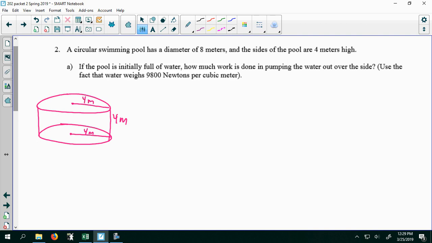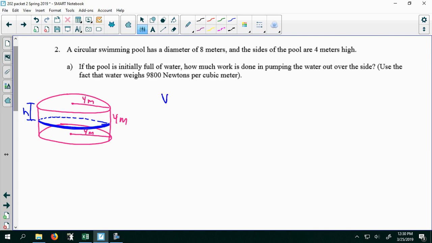If the pool is initially full of water, how much work is done in pumping the water out over the side? All right, so I need to find a random slice of water. So let's draw a slice in here, and it's got a little bit of thickness. And I'm going to define my variable as how far this water needs to go to pump out over the top. So this distance, we're going to call H, the distance that the water needs to travel. That slab of water has to go H meters to get out of this pool.